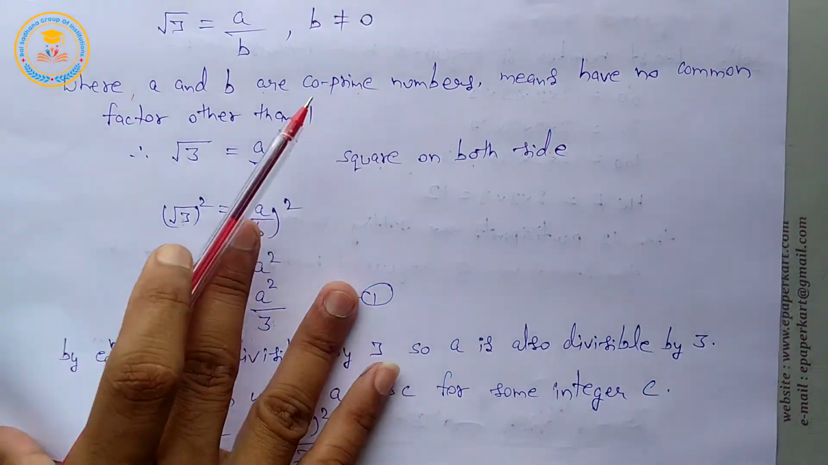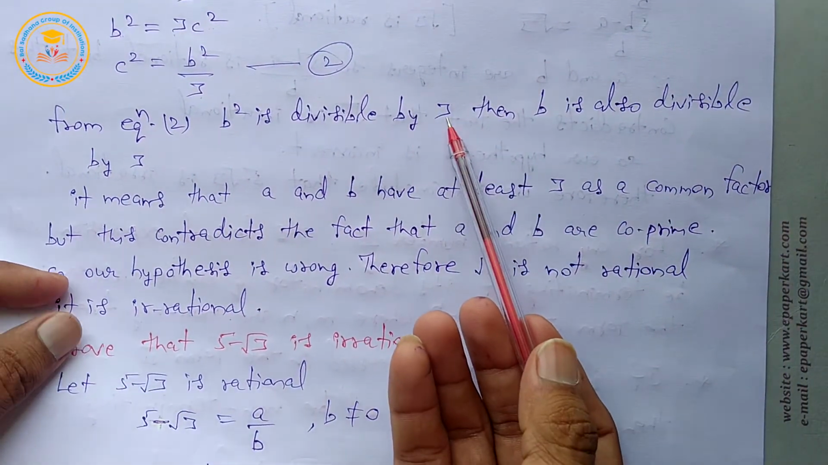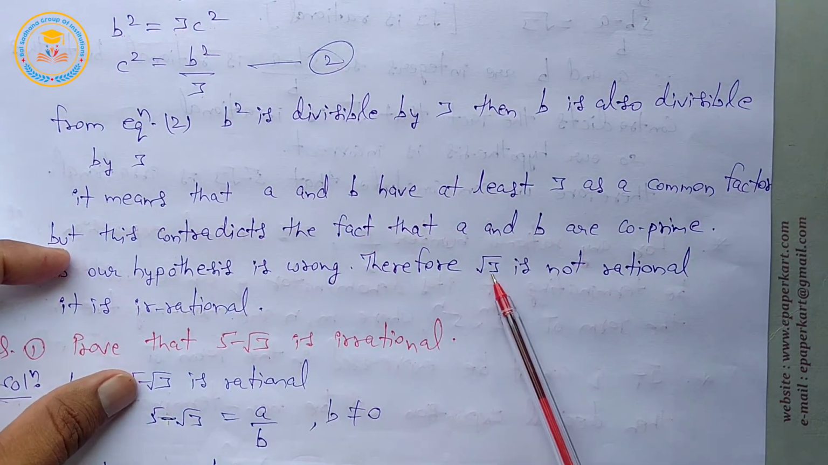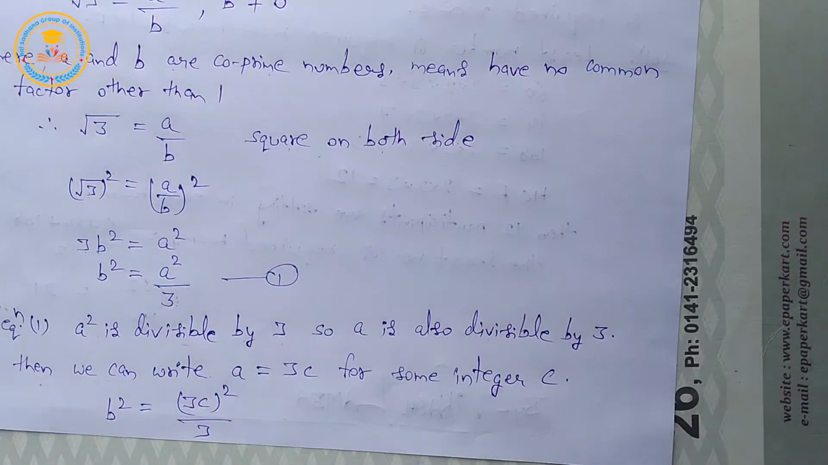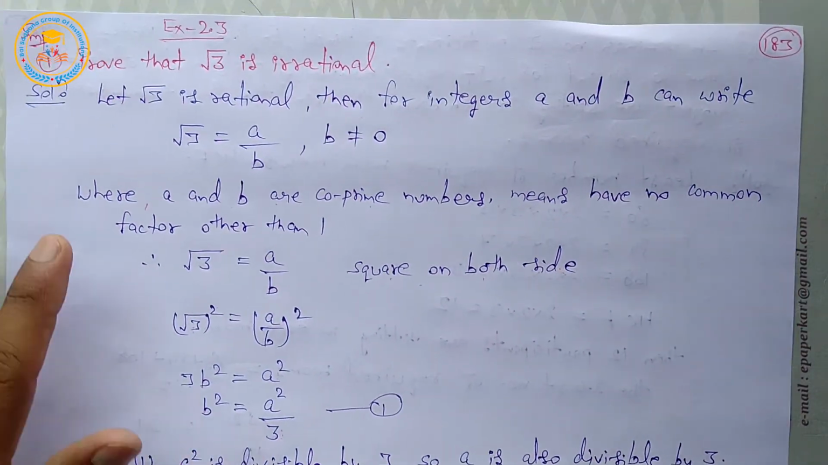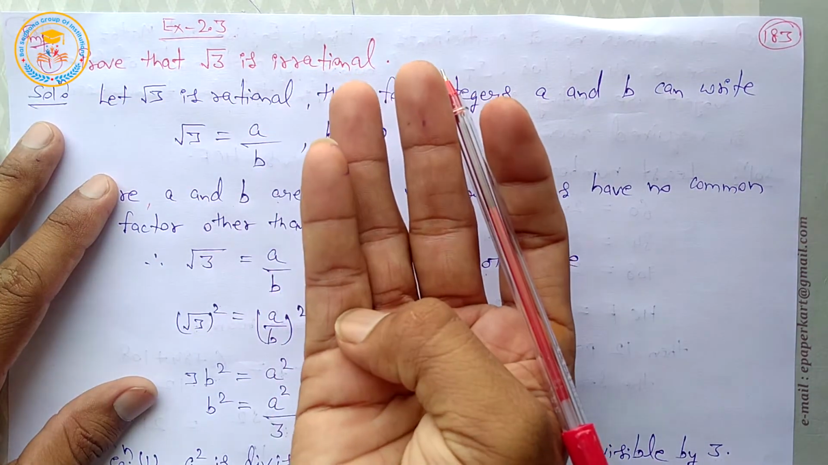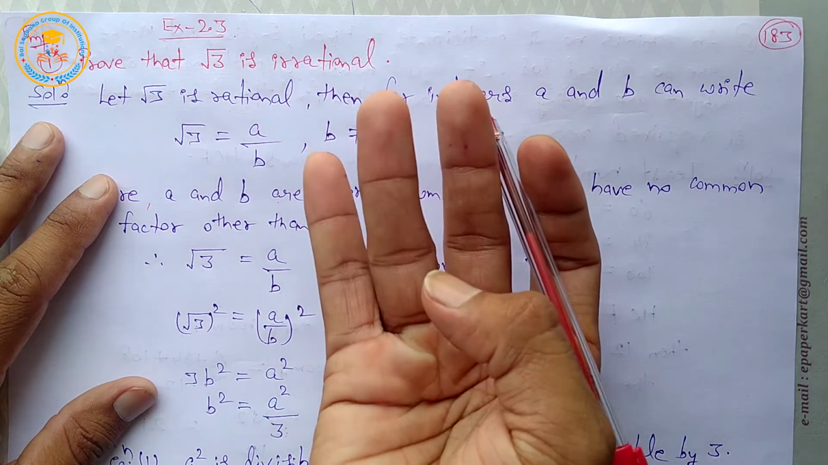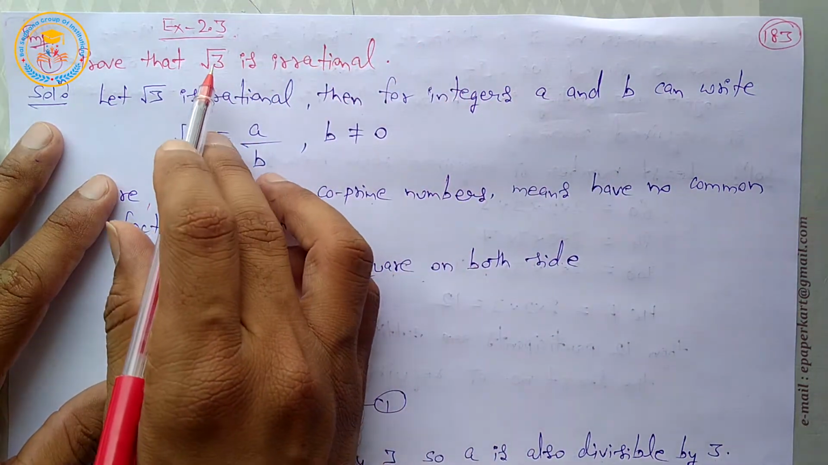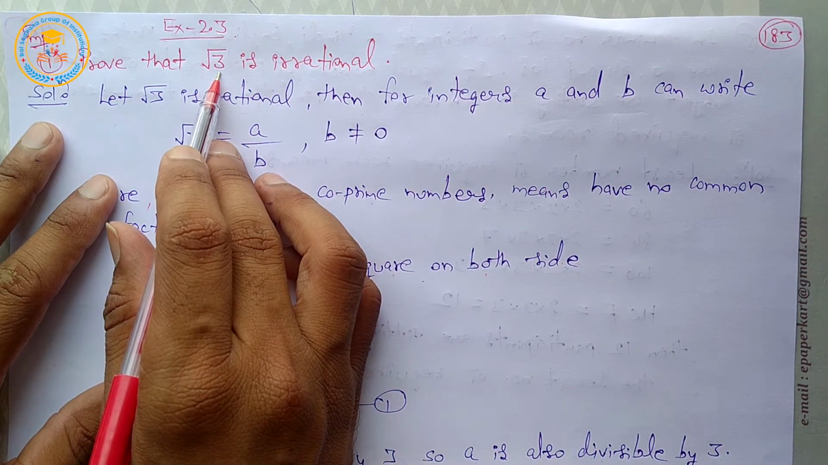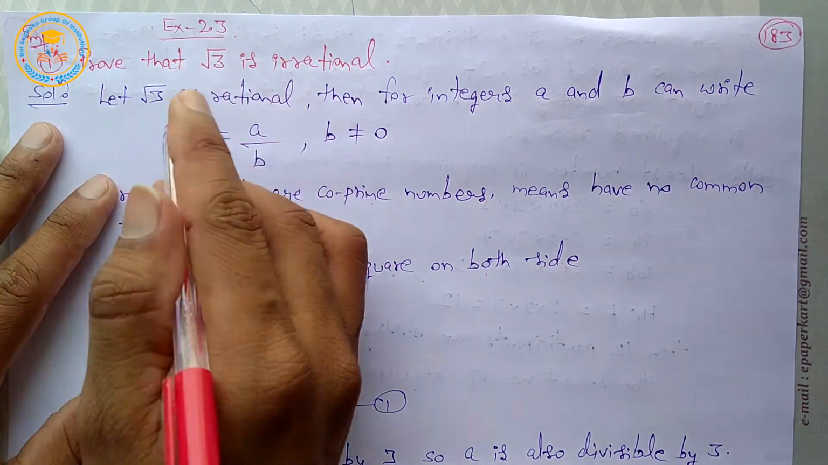So 2 square, 4. Only change the numbers. And root 2 is irrational. Prove that root 2, root 3, root 5, and root 7 are irrational. All questions are the same, same process, only change the number. Root 3 is replaced by root 2, root 5 replaced by root 2, root 7 replaced by root 3.